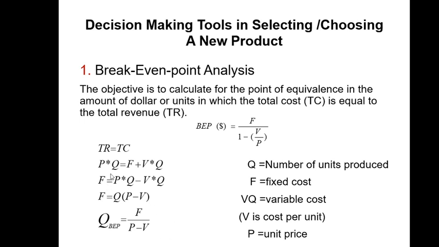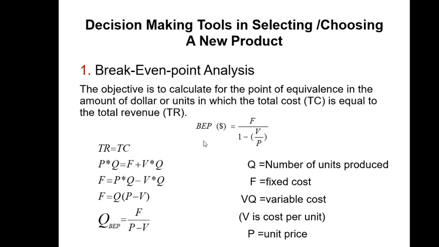This is the derivation of the formula from total revenue equal to total cost, because that is the principle of break-even. And here, this is the formula that we are going to apply. Now, this is the break-even point in terms of units. How many units do we need in order to break even? Our total revenue will be equal to our total cost.